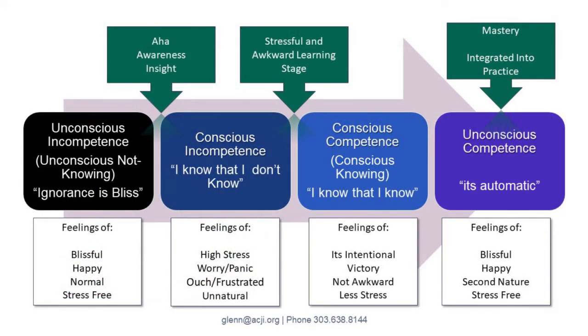As human beings, when we learn and when we develop and when we grow, we need to think about these 4 zones of learning and competence. 4 zones of how it feels when we're trying to change. So zone number 1, we can call unconscious incompetence, or maybe we can call it unconscious not knowing. And that's where ignorance is bliss comes from.